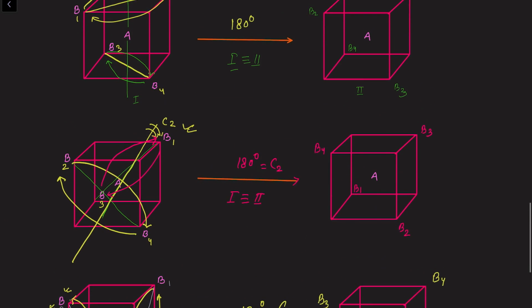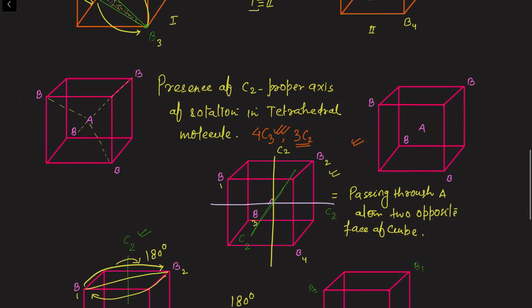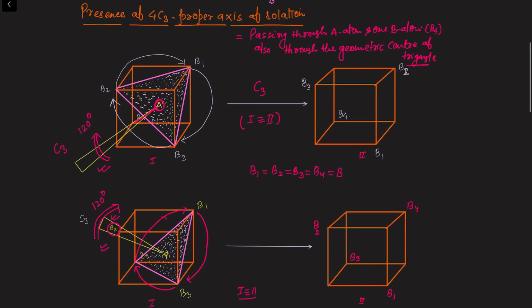So now it is clear that in a tetrahedral molecule the total number of C2 proper axes of rotation present is 3 C2, and there are 4 C3 also present. Once you repeat this video and perform the operation as we did, you will understand more. Anyone who is watching this video, please repeat it and do the operation. You will easily understand how to show the C3 and C2 operations on paper, with no need of any model. I hope that everyone is understanding the presence of C3 and C2 proper axes of rotation in a tetrahedral molecule.